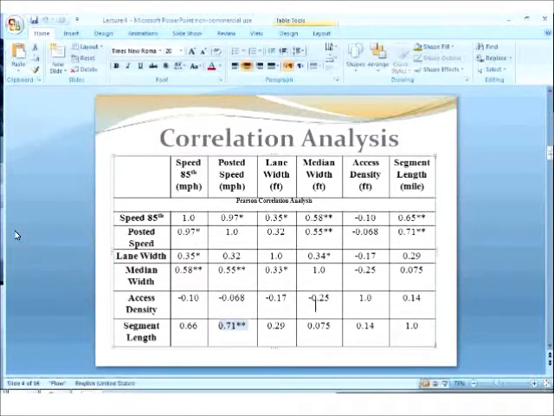Understood? Yeah, of course it is negative. That's why we have negative here. You see this negative sign? So that is what it tells.